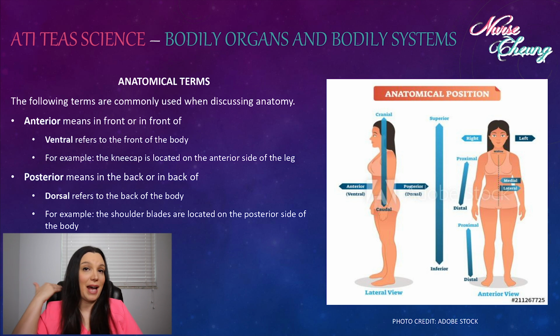Posterior means the back or the back of. Dorsal specifically means the back of the body. For example, the shoulder blades are located on the posterior side of the body.